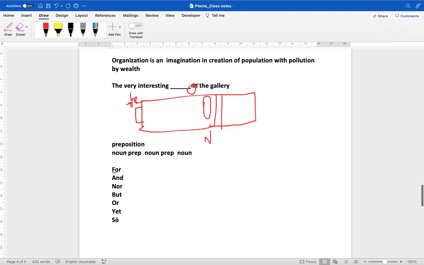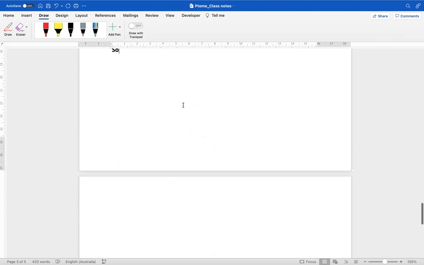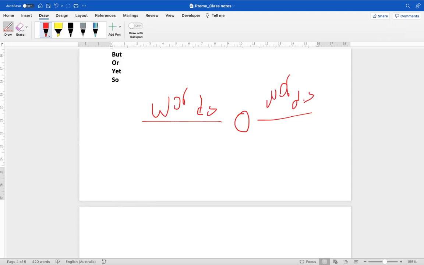So whenever you see these, for, and, nor, but, or, yet, so, what are they doing? They are basically connecting two things. So we say this is one road and this is another. This conjunction is connecting two things, or balancing two things. It is balancing two words.